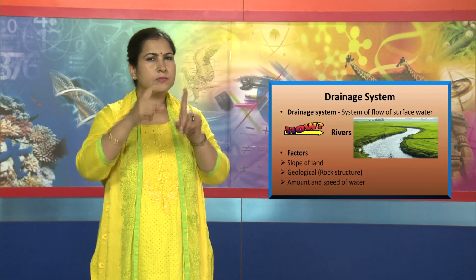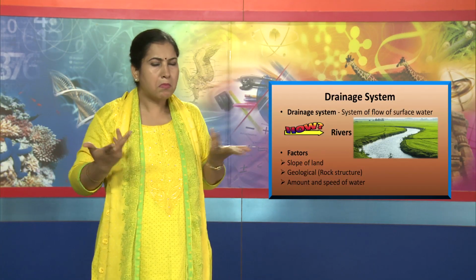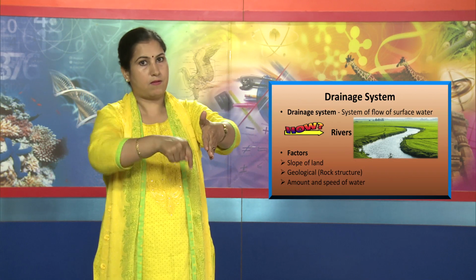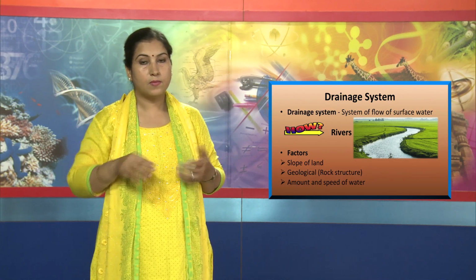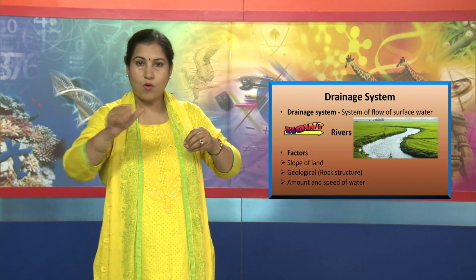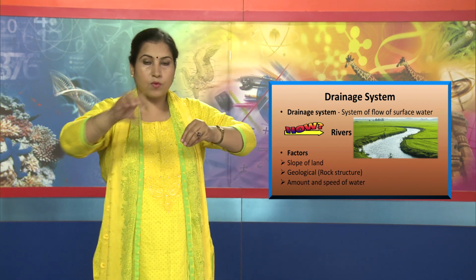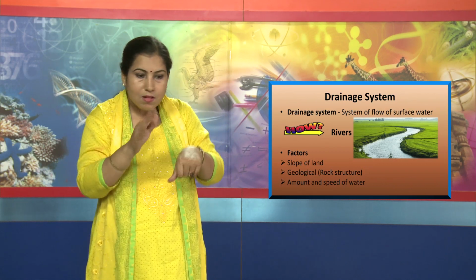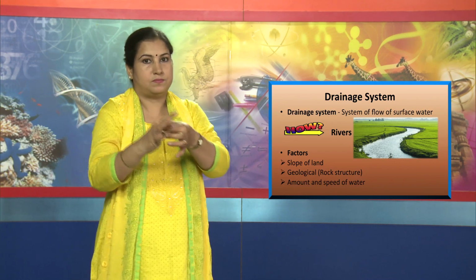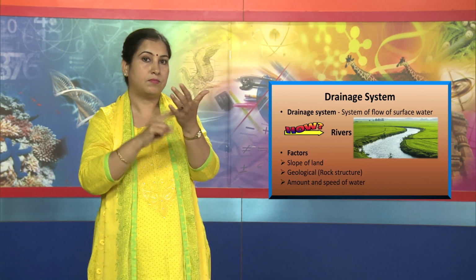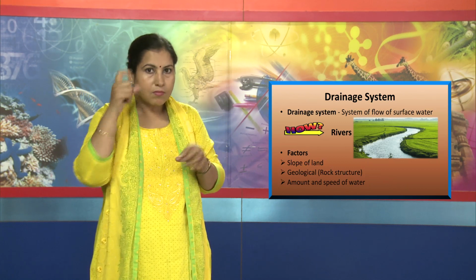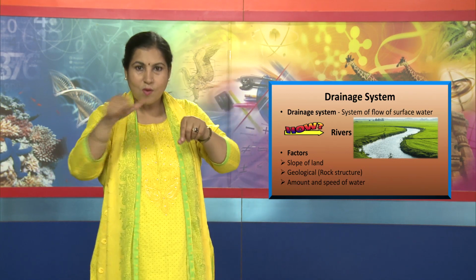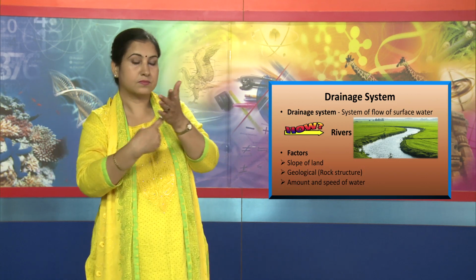A drainage system refers to the system of flow of surface water mainly through rivers. Therefore, the whole pattern of flow of rainwater on the ground near your house is a good example that can be referred to as a drainage system of a very small level. An area drained by a river and its tributaries is called a drainage basin.